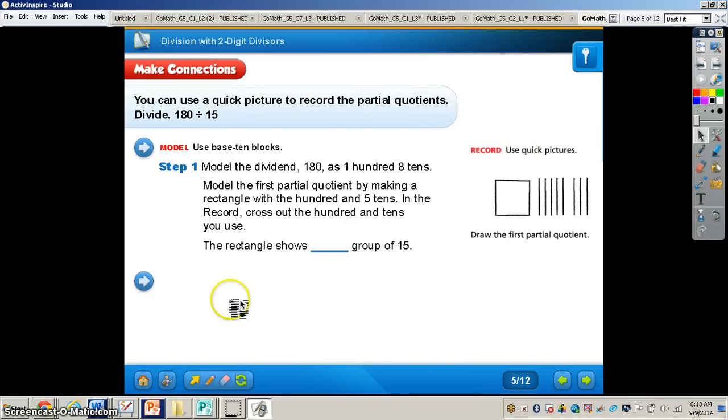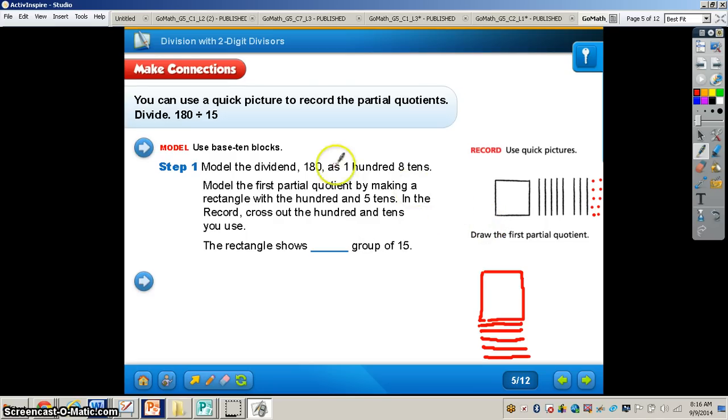Now we're going to use quick pictures here. If you're at home, you probably already did this, but if you're at school, still use quick pictures. You won't always have access to base 10 blocks wherever you go. So we're going to take a look at 180 divided by 15. First of all, we need to model the dividend 180 as 100. Right here, that's a square, and then the tens will just be lines that you can draw. So there's 100, 110, 120, 30, 40, 50, 60, 70, 80. So that's 180. We have the dividend.